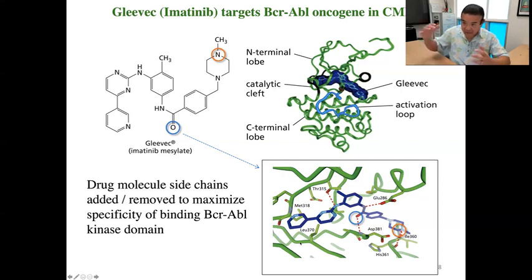And the green surrounding it would be all the amino acid side chains of the BCR-ABL oncogene. So you can see that these positions in the drug are designed to be put in the right place to interact with, for example, this asparagine here or this isoleucine here, that the kinase domain of BCR-ABL might have, but maybe the kinase domains of other kinases don't. So as a result, Gleevec binds very tightly to BCR-ABL, and not as tight to other kinases.